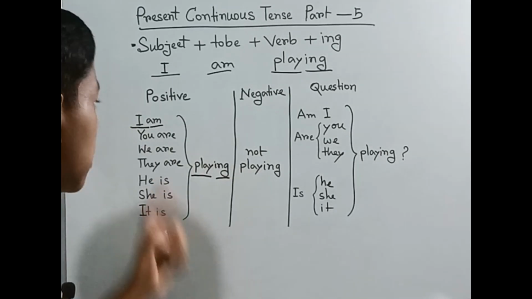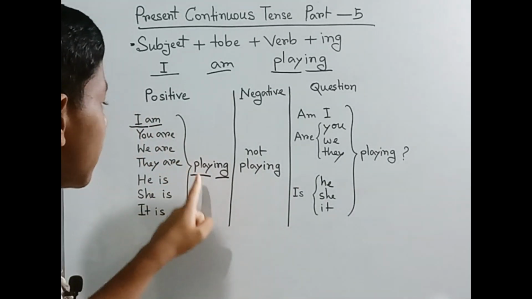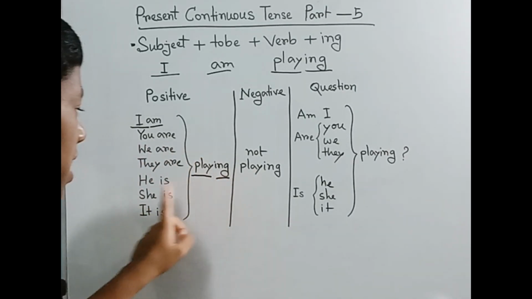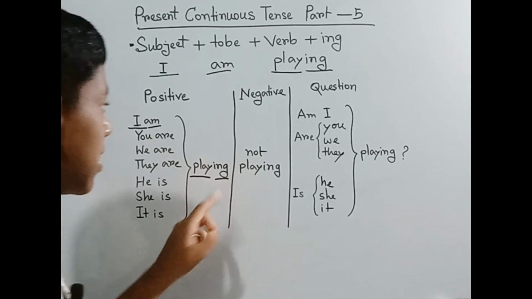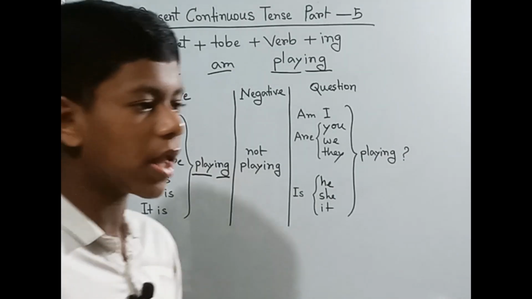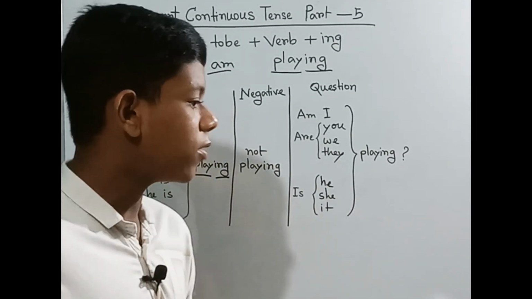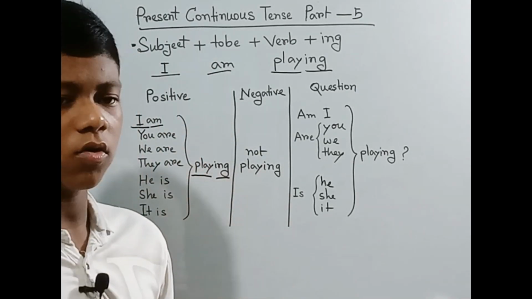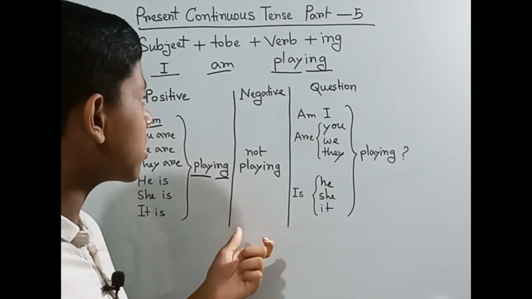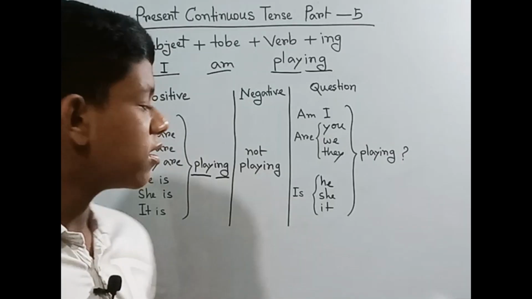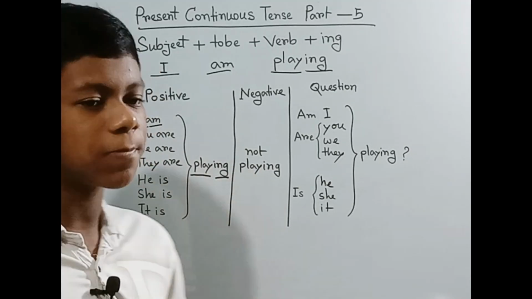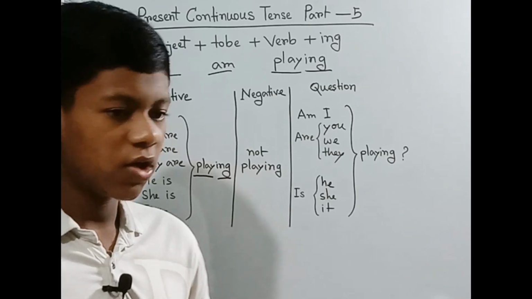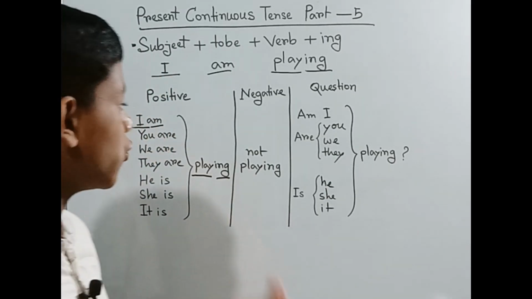So let's study. I am playing, you are playing, we are playing, they are playing, he is playing, she is playing, it is playing. Now we will talk about the negative, because we have already understood the positive. So what is the negative saying? The negative says not playing. In the negative we add not after the to be verb.